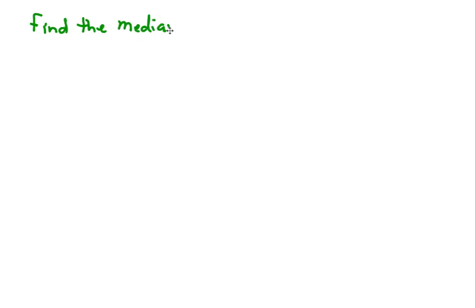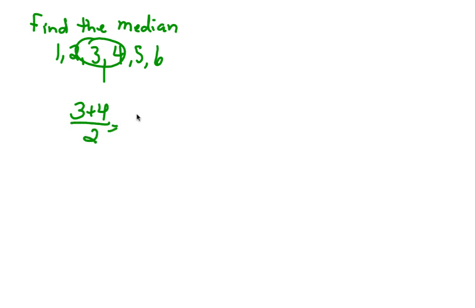Okay, we're going to find the median from the following data set. Let's say I had the numbers 1, 2, 3, 4, 5, and 6. It's already in increasing order. If it's not, that's what you need to do first. And then you find the number in the middle. Well, I have two numbers in the middle, 3 and 4. So I add them together and divide by 2. That makes my median 3.5.